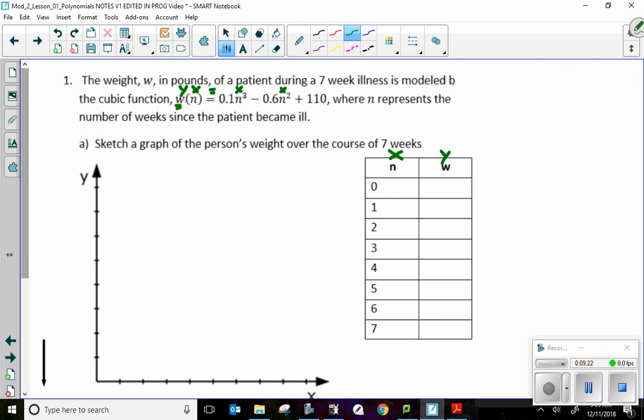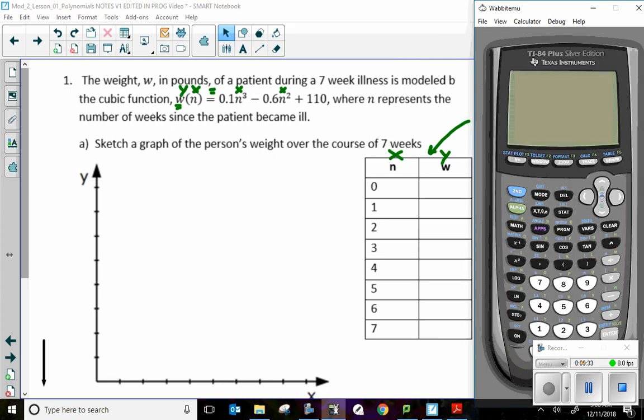Now, what should I do if I want to graph something and I have a calculator in my hand? All right, obviously they want us to fill this table here. So I'm going to put this equation right into our calculator, and I went ahead and did that. Hopefully it's still there. There it is. All right, I have typed in 0.1 x cubed minus 0.6 x squared plus my 110.